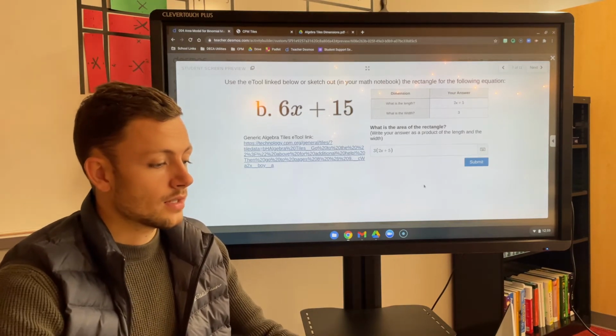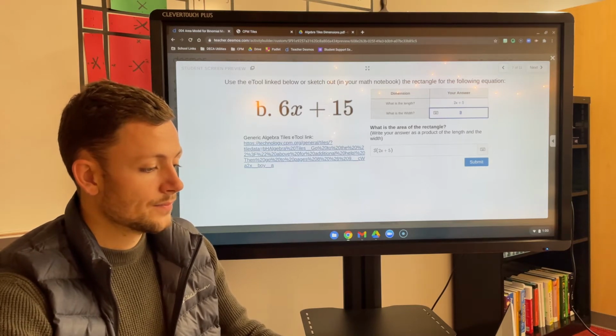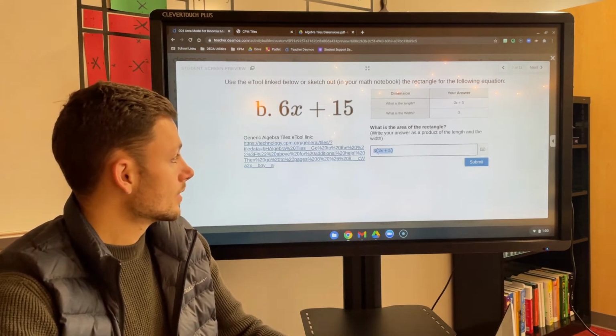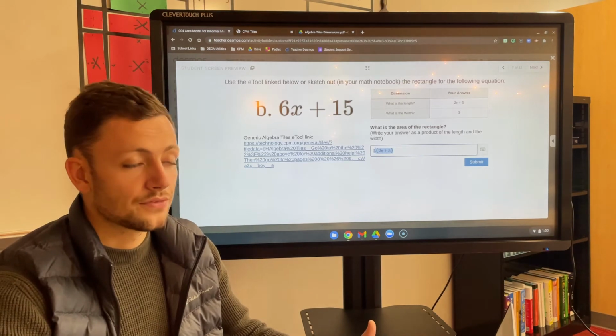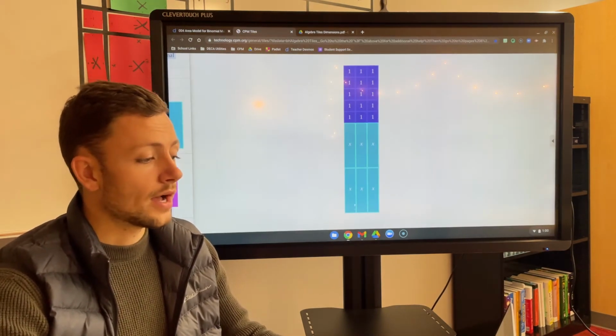So if we take a look at our final answer here, you have your length and you have your width. And the product of my length and width is just, oddly enough, the length times the width. And we got that again from our dimensions of our algebra tiles.